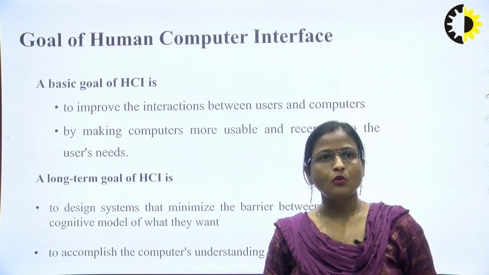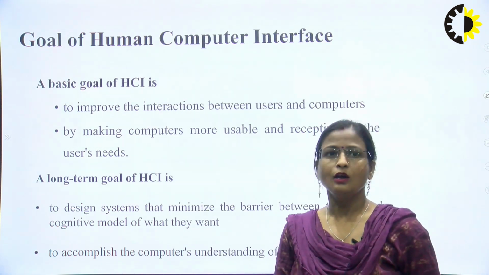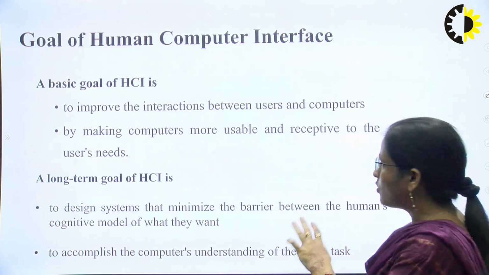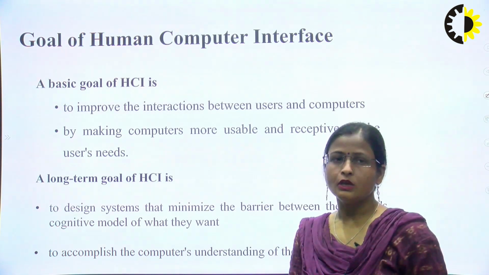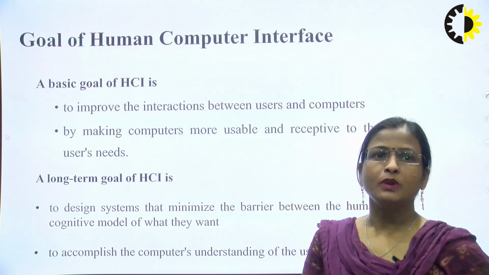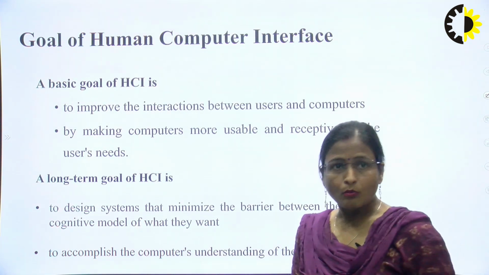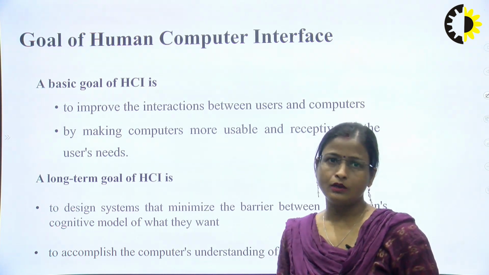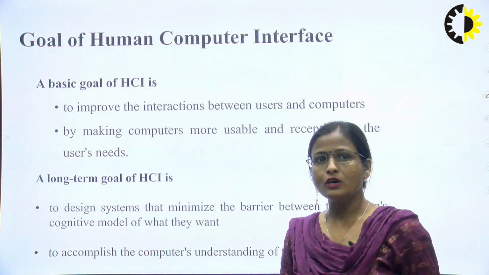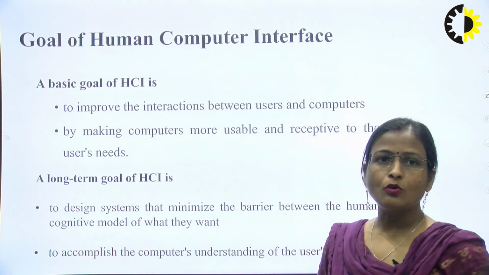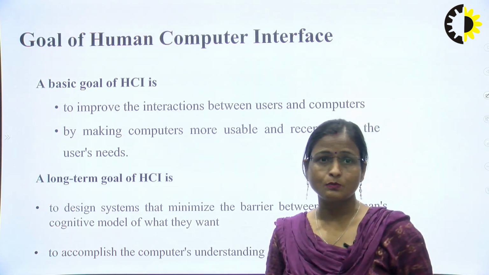Okay, so what are the goals of HCI? First, HCI means how we can interact with the computer. So the basic goal of HCI is to improve the interaction between the user and the computer. User means the people who are using the computer. Then the second point is making the computer more usable and receptive to user needs, because users may vary, some may know computers and some may not. So if the user does not know how to use the computer, then there is a need of HCI, meaning a user interface is basically required.